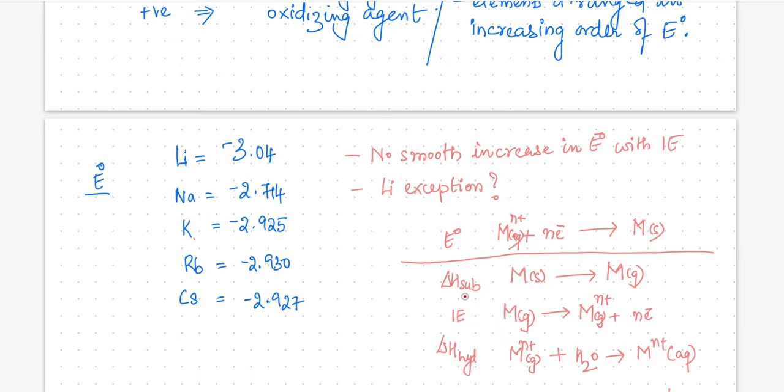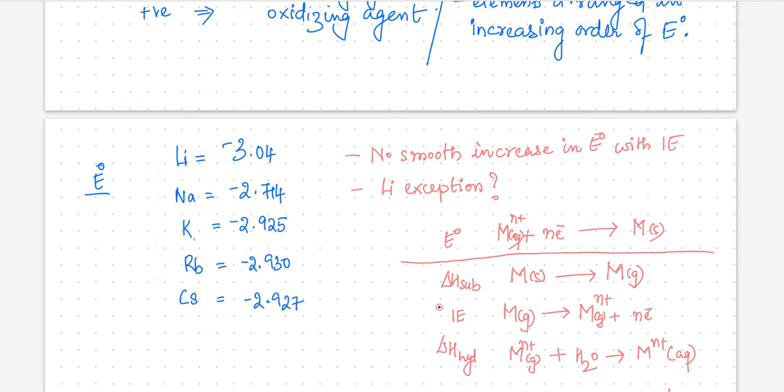Okay, so why we don't see a very smooth increase as we go from lithium to cesium is because, though the ionization energy is smoothly decreasing down the group, there is a drastic change that you observe in the sublimation as well as the hydration energy, which is causing the non-smooth increase of the E naught as you go down the alkali group.